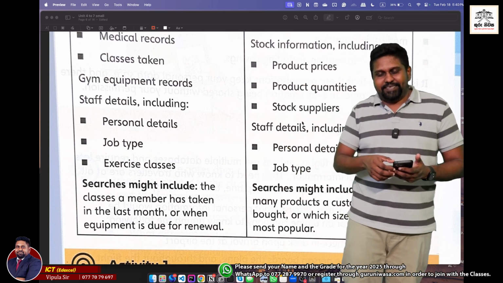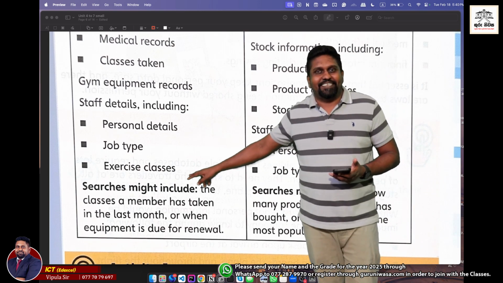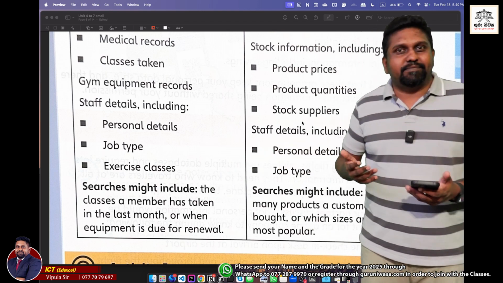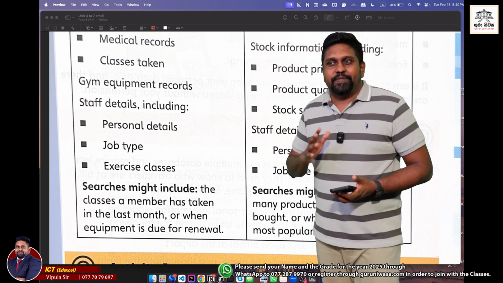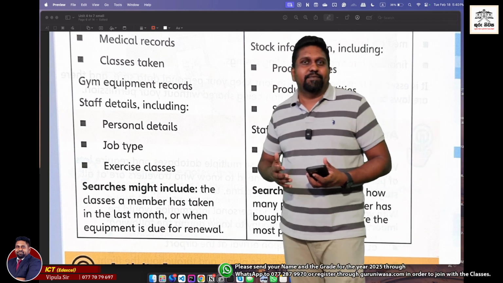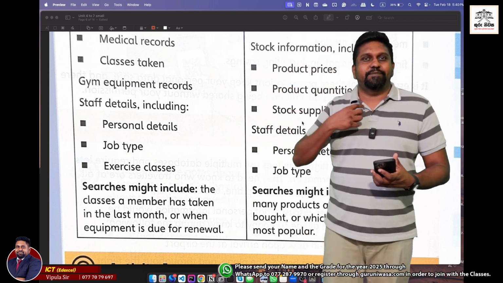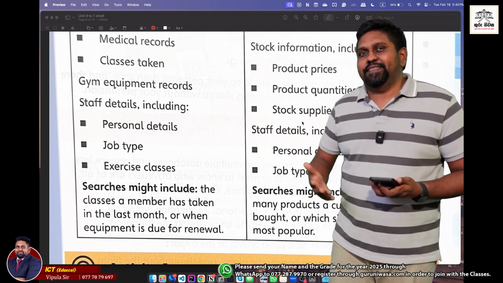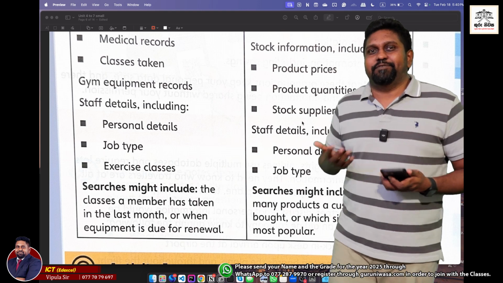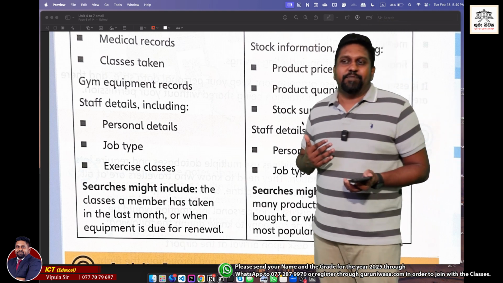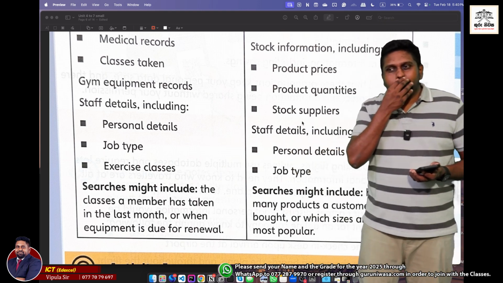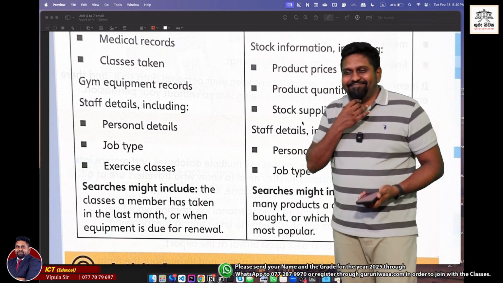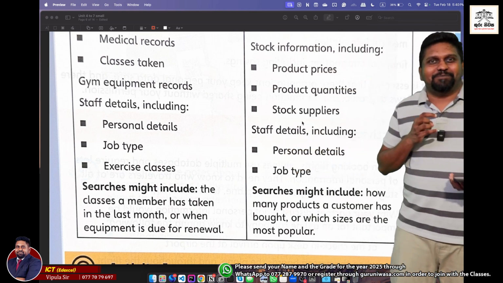And then what would be the search like? Now, let's say a gym. Just imagine if Dinana is a gym owner, what type of information would you need? What type of information will you need to take out from the database? What do you think? Just tell me what comes into your mind.